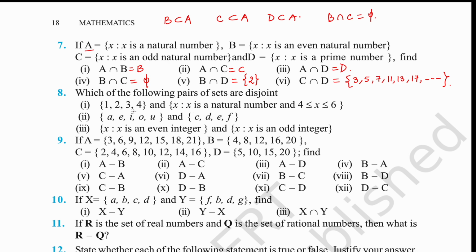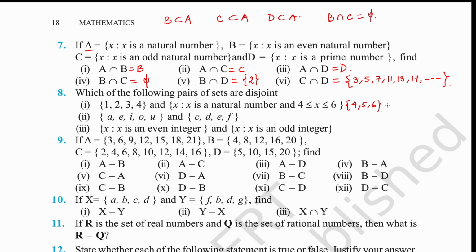So here, the first set is given in roster form. So clearly I can see that the elements are 1, 2, 3, and 4. The second set is in set builder form, and it is a set of natural numbers, and these natural numbers are lying between 4 and 6, both included. So if we want to write it in roster form, it has elements 4, 5, and 6. Clearly I can see that there is an element common between the two, and that is 4.